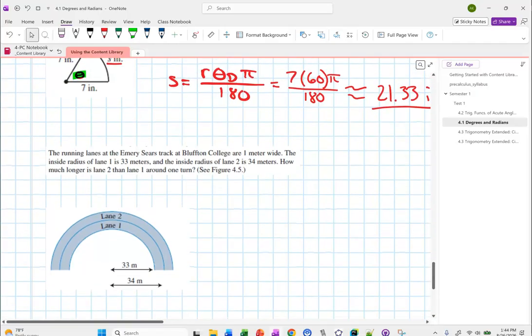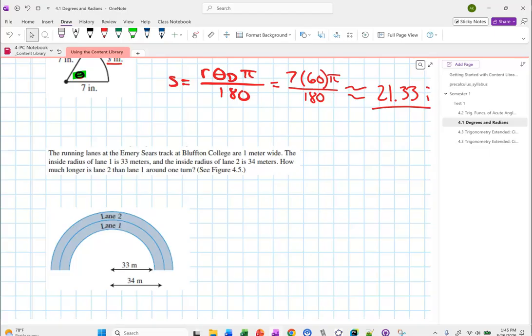This says that the running lanes at Emory Sears Track at Bluffton College are 1 meter wide. The inside radius of lane 1 is 33 meters, and the inside radius of lane 2 is 34 meters. How much longer is lane 2 than lane 1 around one turn?